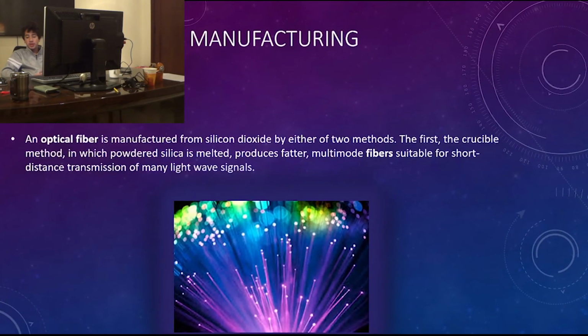Okay, so now we'll be talking about how it's made and its manufacturing. An optical fiber is manufactured from silicon dioxide by either of two methods. The first, the crucible method, in which powdered silica is melted, produces fatter, multimode fibers suitable for short distance transmission of many light waves. So as I said before, multimode fibers are thicker in size compared to single mode fiber.